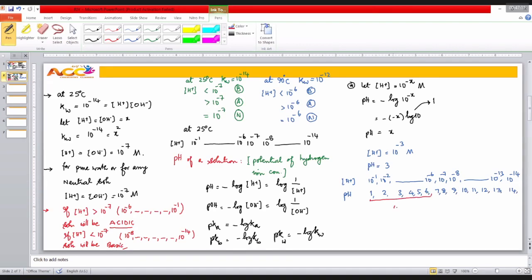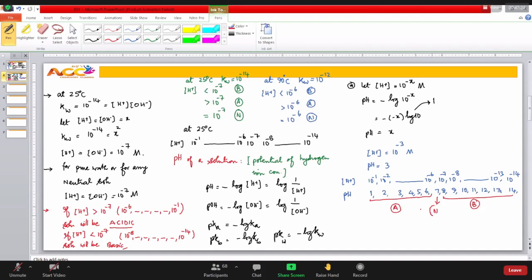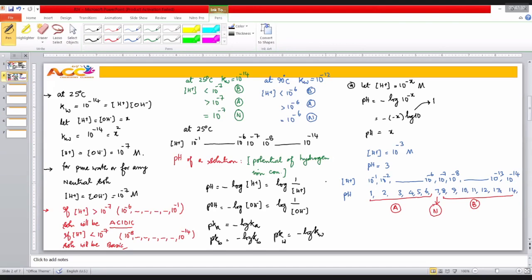If pH is from 1 to 6, the solution is acidic in nature. If pH is from 8 to 14, the solution is basic in nature. And if pH is equal to 7, the solution is neutral. Therefore, now we have a clear idea. 1, 2, 3, 4, I can enjoy the comparison. Instead of saying 10 power minus 2, 10 power minus 3, which are slow numbers to compare, remember that depending upon this, we can enjoy the game.